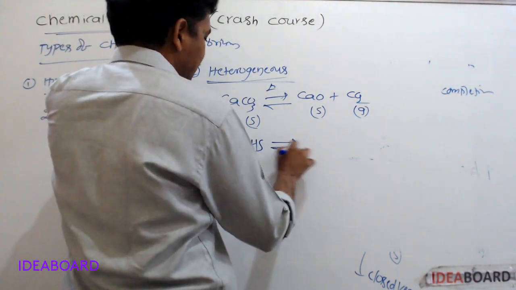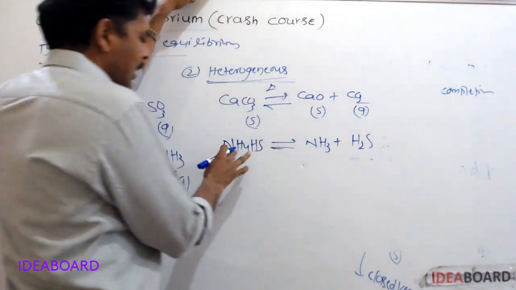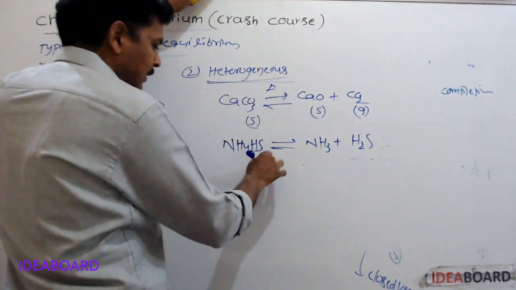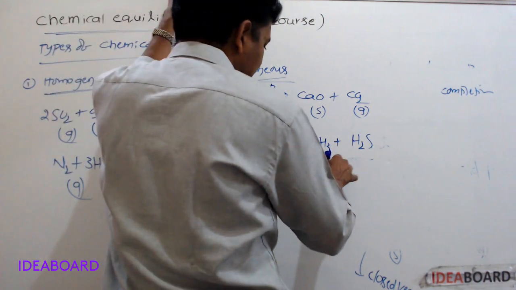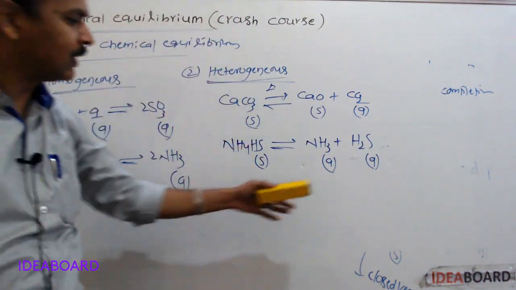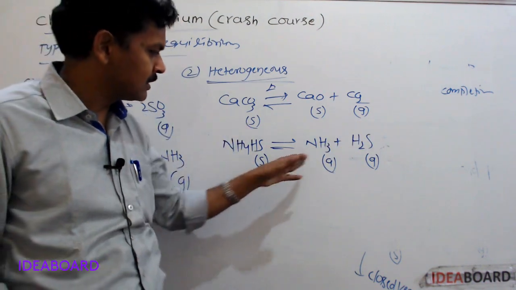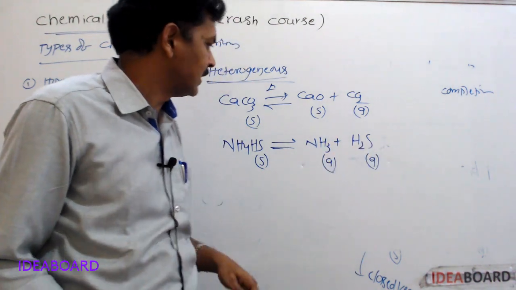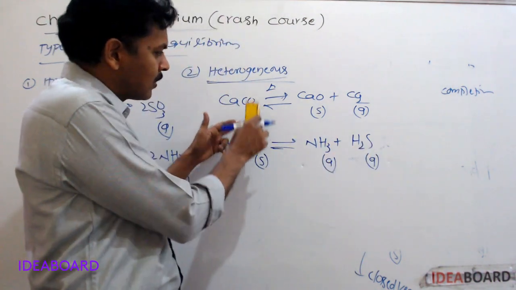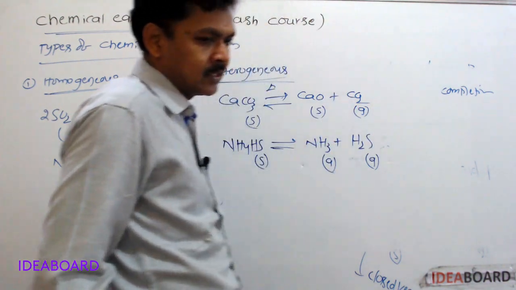NH4HS gives rise to NH3 plus H2S. Ammonium hydrogen sulfide is in solid state. Ammonia is in gaseous state. H2S is also in gaseous state. This is also heterogeneous equilibrium. Here the reactant is in solid state and the products are in gaseous state.